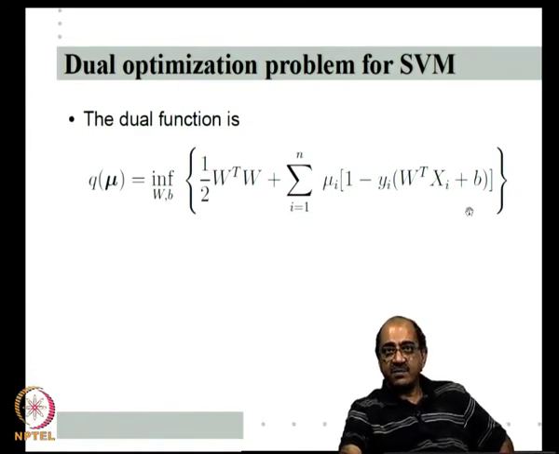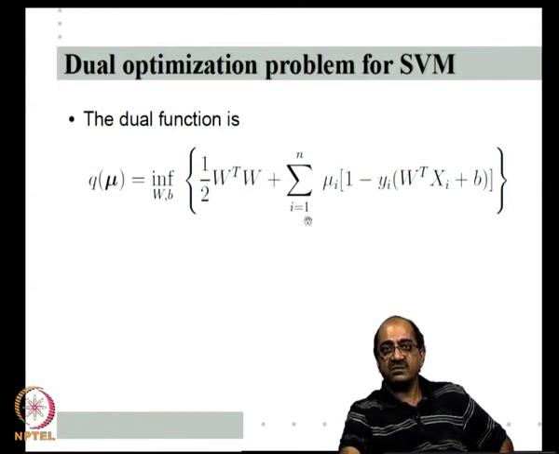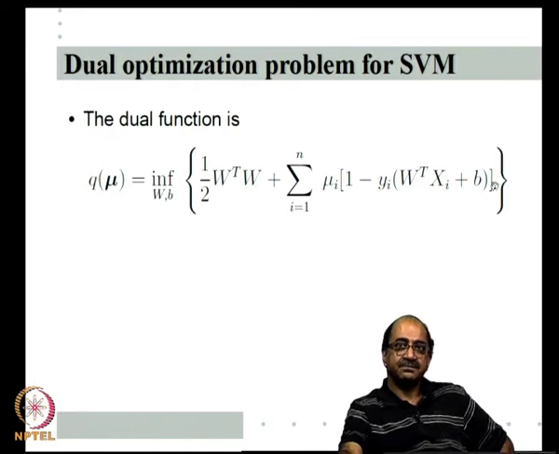Now, if I want to find the infimum, first notice that there is a term here, summation i equal to 1 to n mu i y i b, with a negative sign in front, but that does not matter.